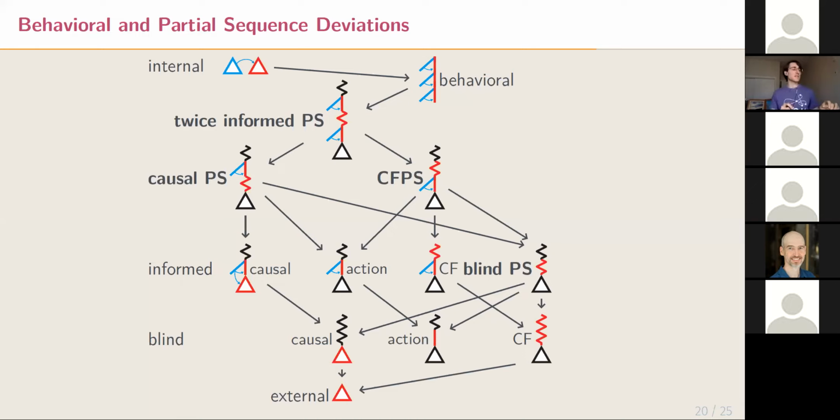The only case where this doesn't happen is informed counterfactual deviations, where you immediately recorrelate after the information about the strategy is given to you, after you do that one deviation. So it is really like a conditioning thing. The twice informed partial sequence is expensive, particularly because we continue deviating after we get some information about the strategy that we condition on. And in fact, the informed causal deviations are already more expensive than both the action and counterfactual deviations.